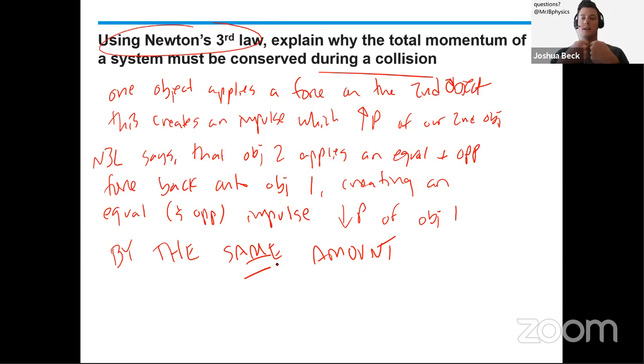When they collide, one is going to add momentum to this, and the third law reaction force is going to create an equal and opposite impulse, which is going to decrease the momentum of this by the same amount. So however much this one goes up, that momentum has to go down on this one. So overall, we still have the same total momentum.